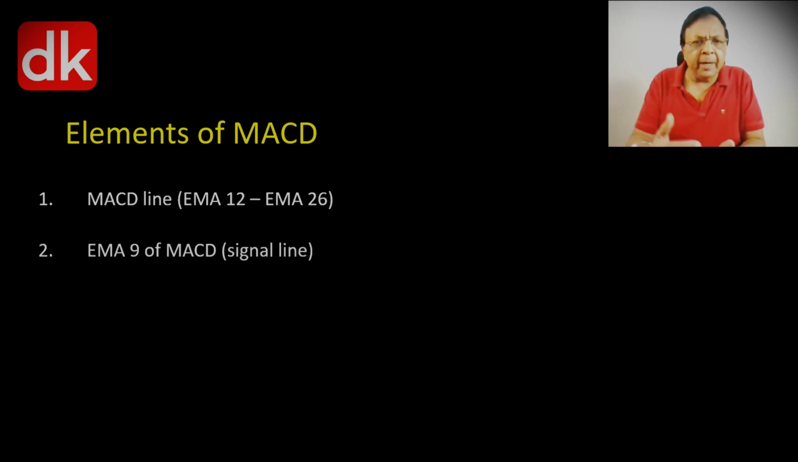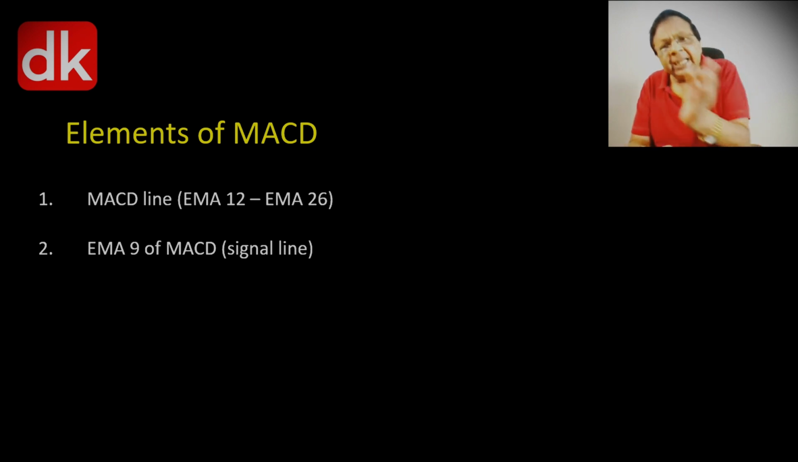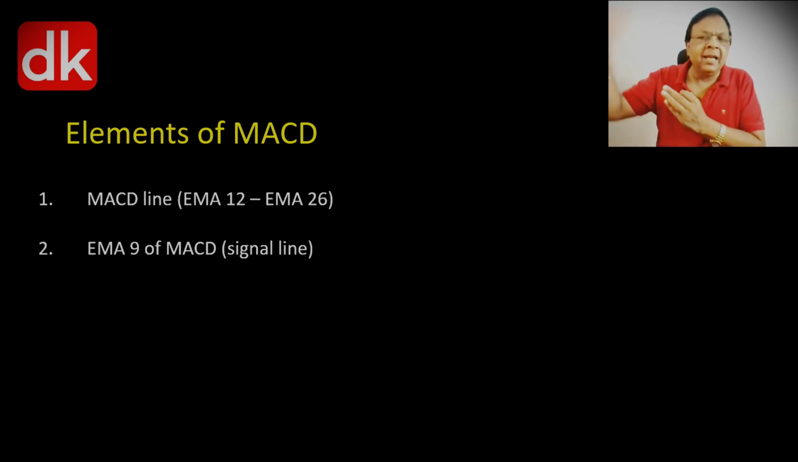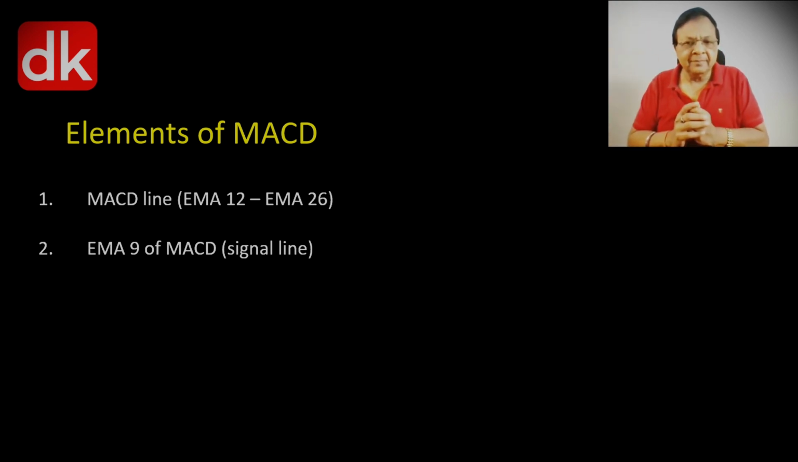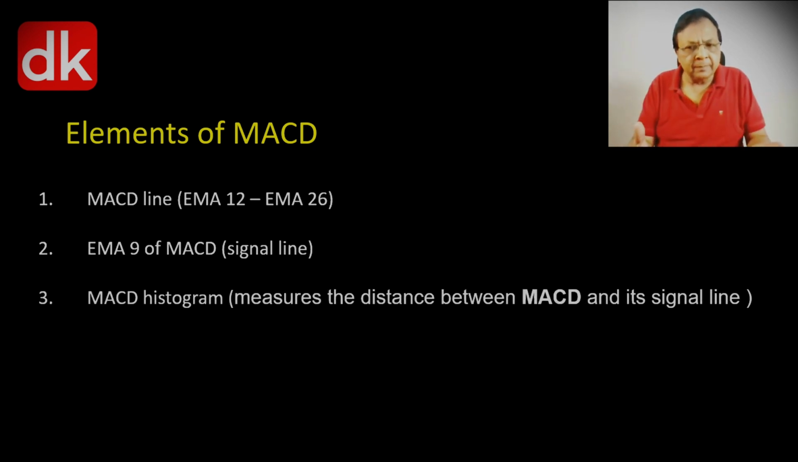And friends, another element of MACD is when we plot the exponential moving average 9 of MACD values, it plots the signal line. It's very simple. And then the third element is the histogram.